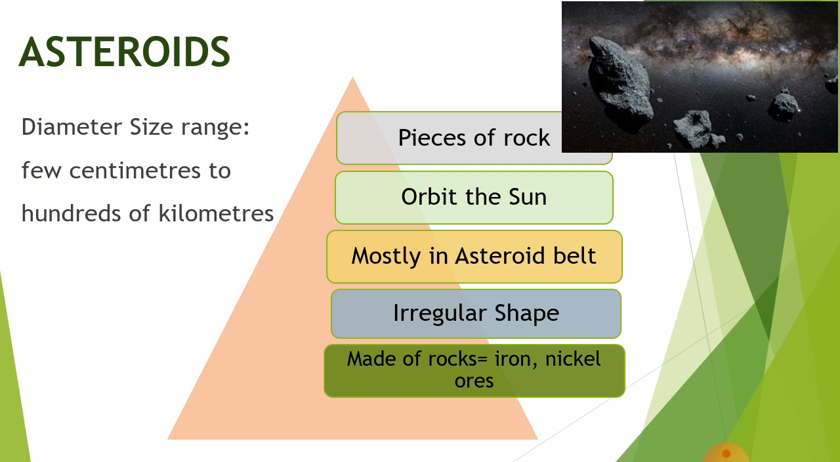Asteroids. They are pieces of rocks. They orbit the sun just like the other planets but in different paths. They mostly lie in the asteroid belt, which is located between the planets Mars and Jupiter. They have irregular shapes. They are made of rocks and mostly iron and nickel ores. Their diameter ranges from a few centimeters to hundreds of kilometers.